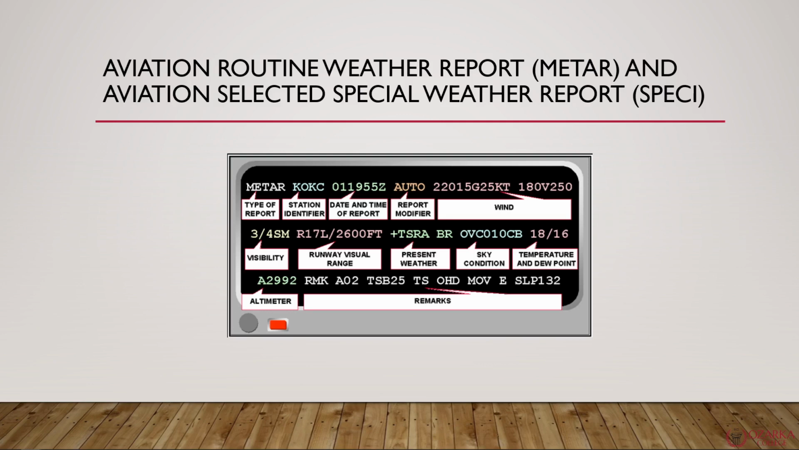Remember that. Anytime you see a TSB 25 or whatever number, or a TSE, or an SB, or an SNB, or an SNE, all that means is that that weather phenomenon started or ended 25 or whatever number it is minutes past the hour listed in the top of the METAR. Okay? Now that TS is for thunderstorms. The OHD stands for overhead. They are moving, MOV, east. And the SLP is 1,013.2 hectopascals. Okay?